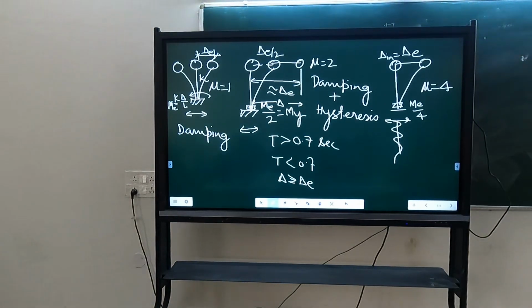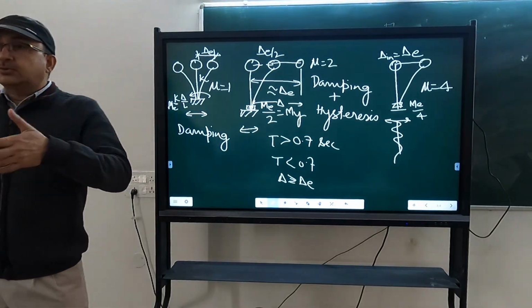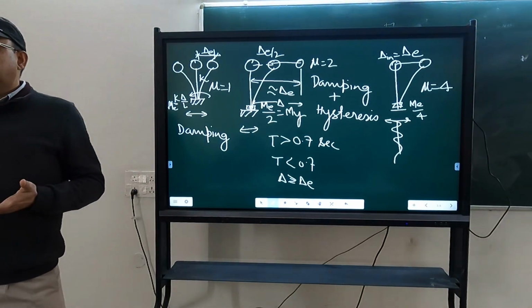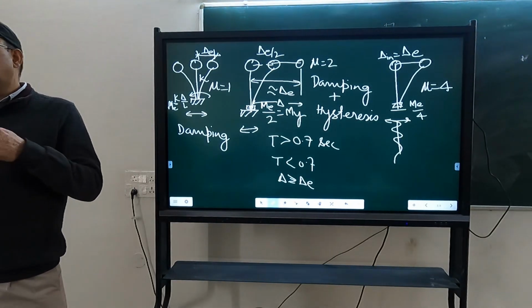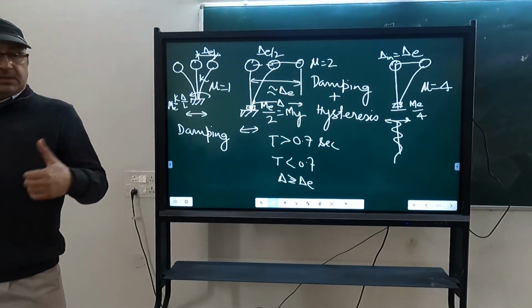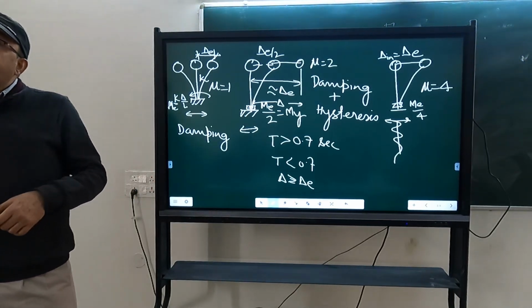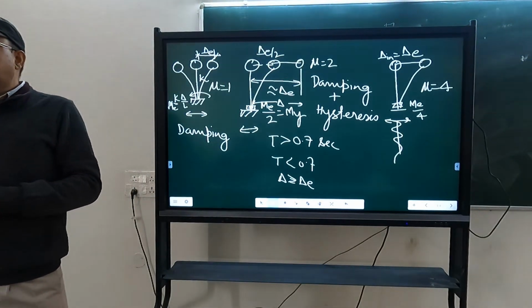So one method of earthquake resistant design is energy-based design. One approach, one school of thought, is energy-based. So there is energy-based design also. There is force-based design, which we studied in our first semester. What we are studying here is displacement-based design. Displacement is equal. So we are studying here displacement-based design.